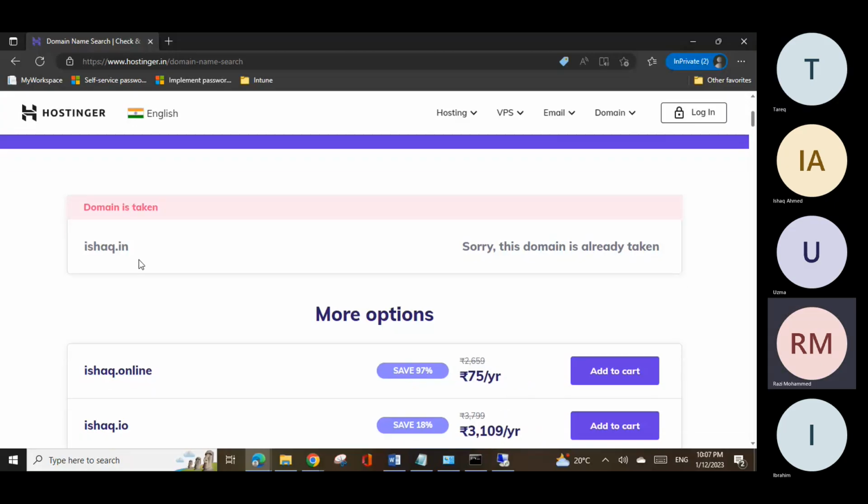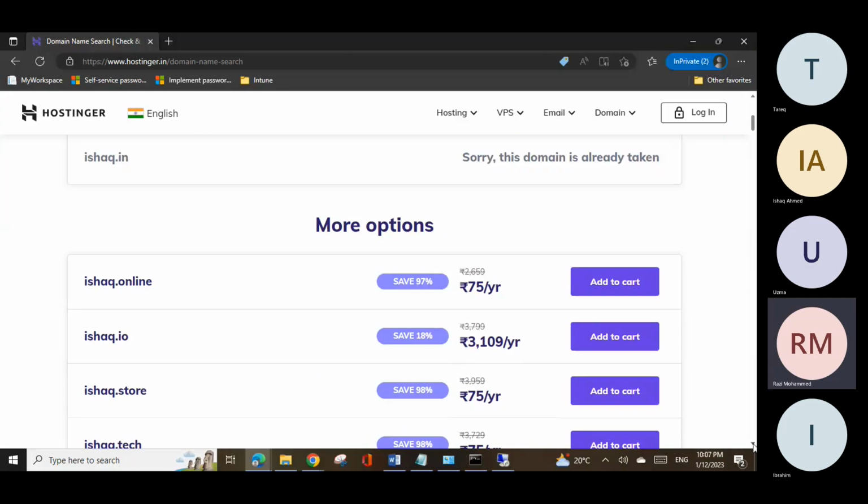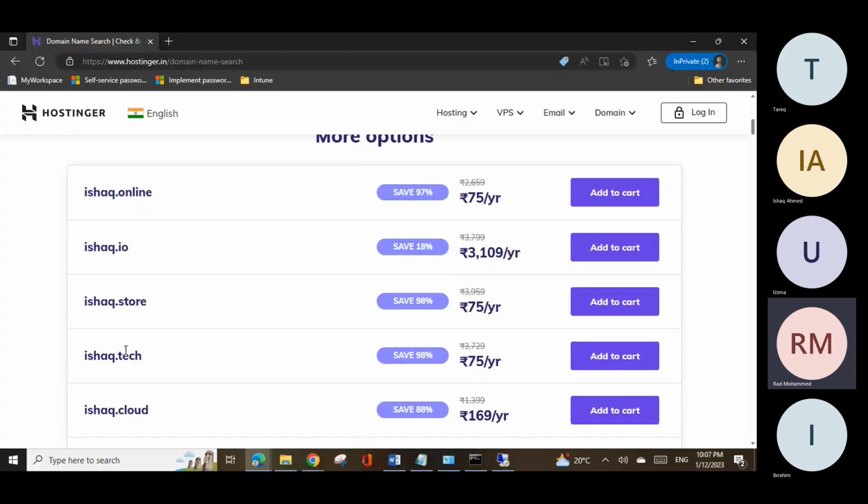So ishaq.in is not available, but ishaq.online is available. ishaq.store, ishaq.tech, ठीक है, ये डोमेन्स अवेलेबल है 75 रुपीज में फॉर 1 ईयर. ठीक है, तो आप ये डोमेन खरीद सकते हैं. ये डोमेन खरीद के आपका खुद का एनवायरनमेंट क्रिएट करके फिर उसको आपके टेनेंट में सिंक्रोनाइज कर सकते हैं. वेरीफाइड डोमेन बना के, डोमेन वेरीफाई करके उसको सिंक्रोनाइज कर सकते हैं. ठीक है, this is how you can do it.